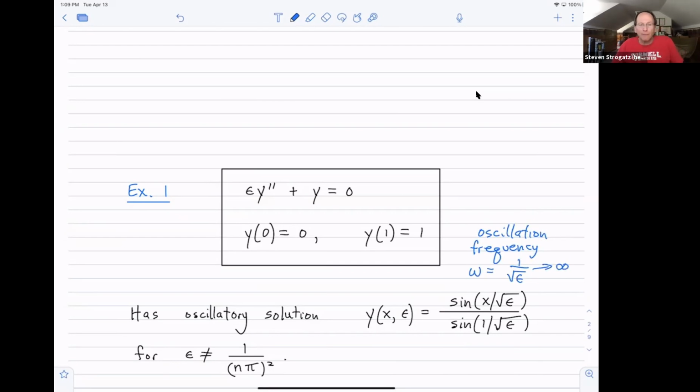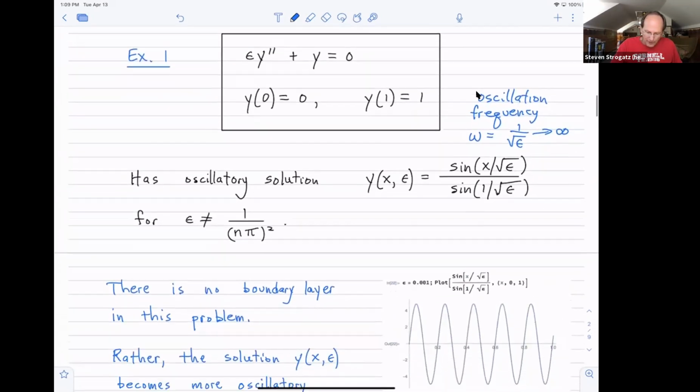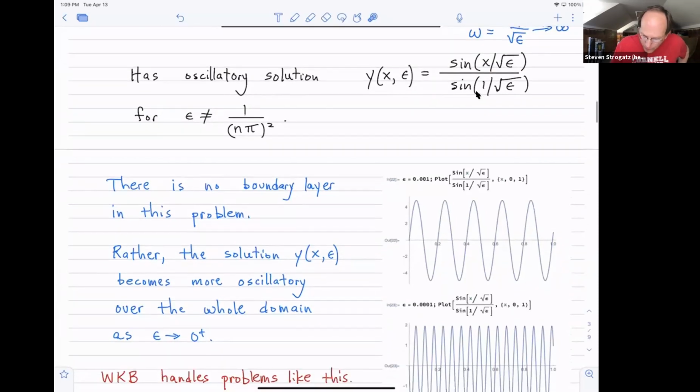So you're going to get faster and faster oscillations throughout the domain, but there's no boundary layer. I've just thrown in this little caveat. I don't want to divide by 0. So this term is not 0 down here, as long as I keep my epsilon away from n pi squared. But anyway, this is what the solutions look like.